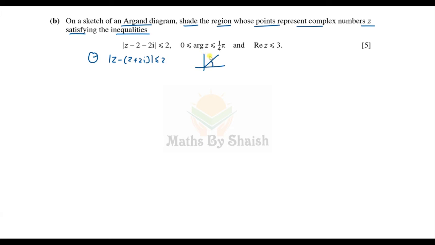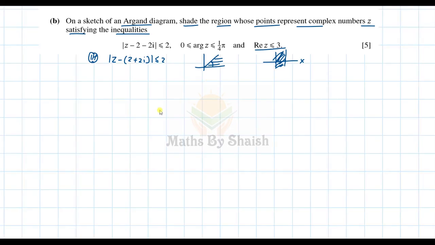The argument means the angle, and real of z means x-axis, x value is less than or equal to 3. So if it is x-axis, we'll draw a line at x is equal to 3, and we'll shade this part for this one, and for this we'll shade this part, and for this we'll shade this part. So let me draw it. So I have used this ruled line here.